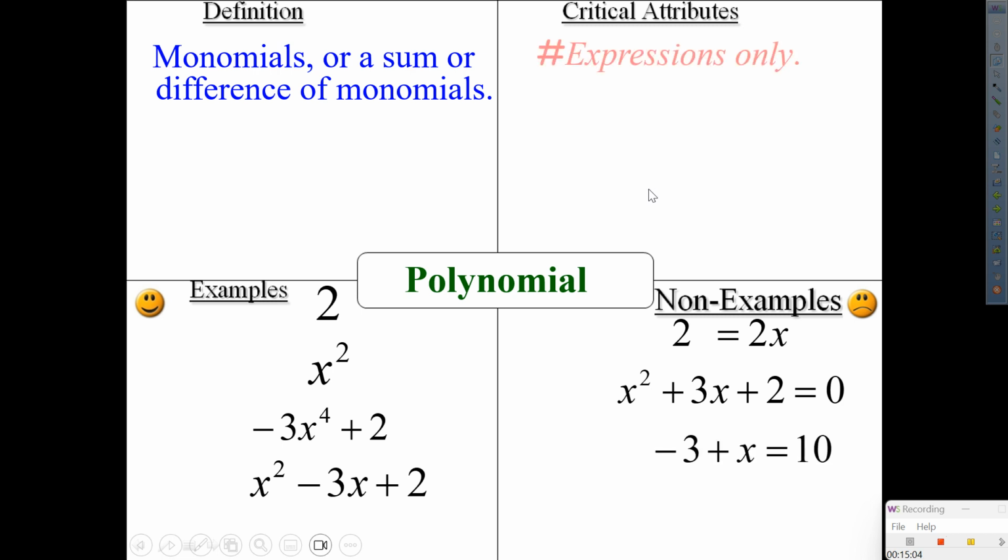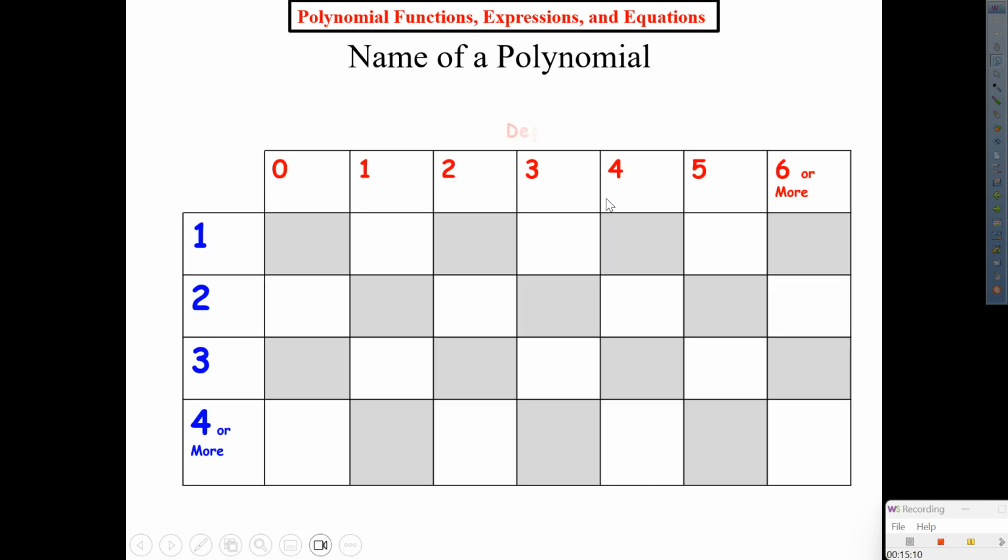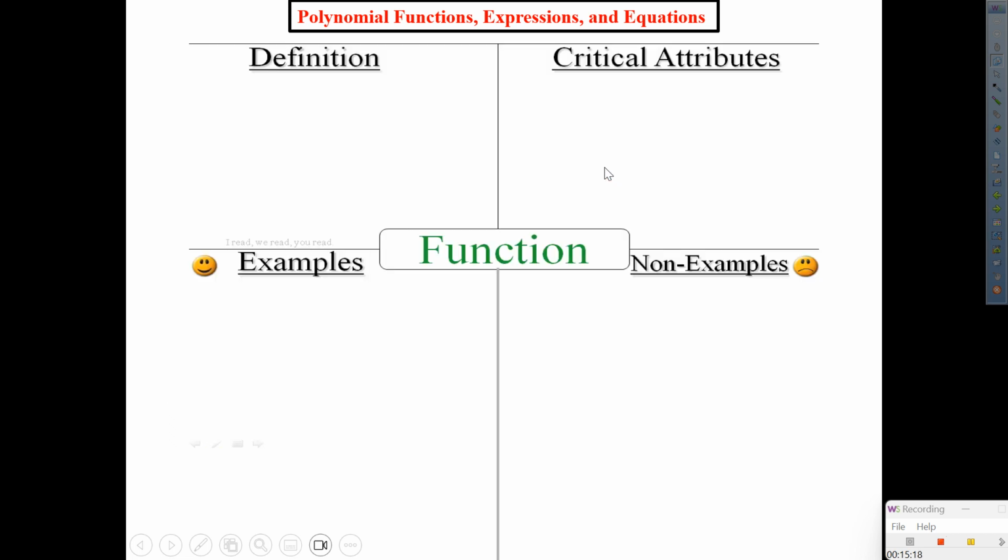All right. Next, I gave you guys the names of the polynomials according to degree and according to term. You guys remember those? Yes? Yes, Mr. Q.